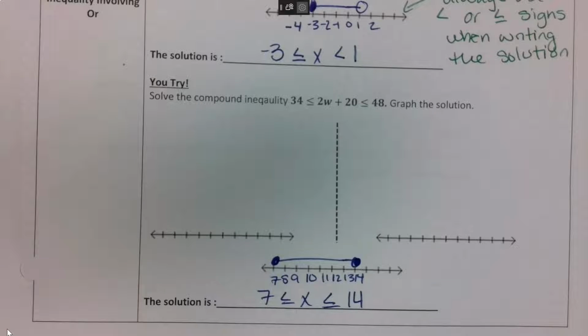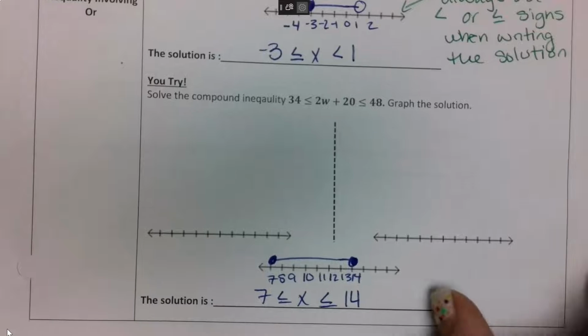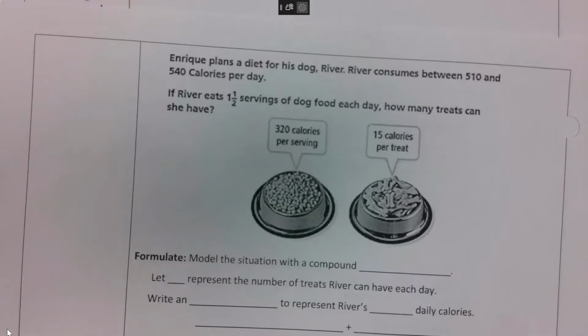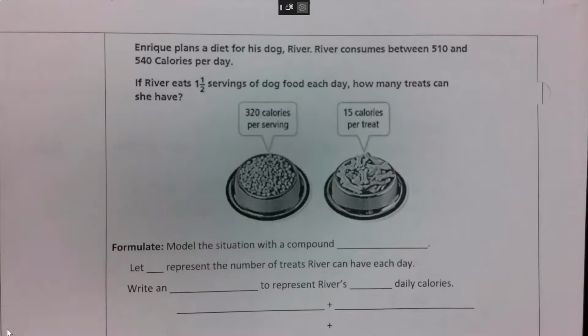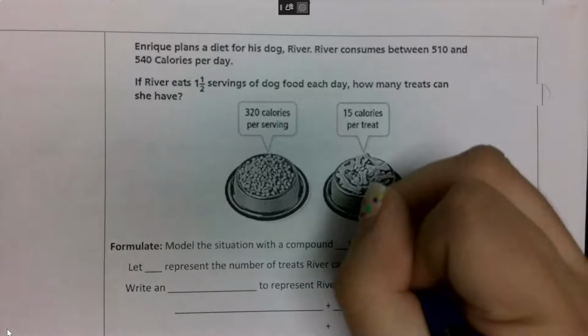Okay. So I'm going to go ahead and finish the one on the back. It says Enrique plans a diet for his dog River. River consumes between 510 and 540 calories per day. If River eats 1.5 servings of dog food each day, how many treats can she have? So what we want to do is model the situation with a compound inequality.